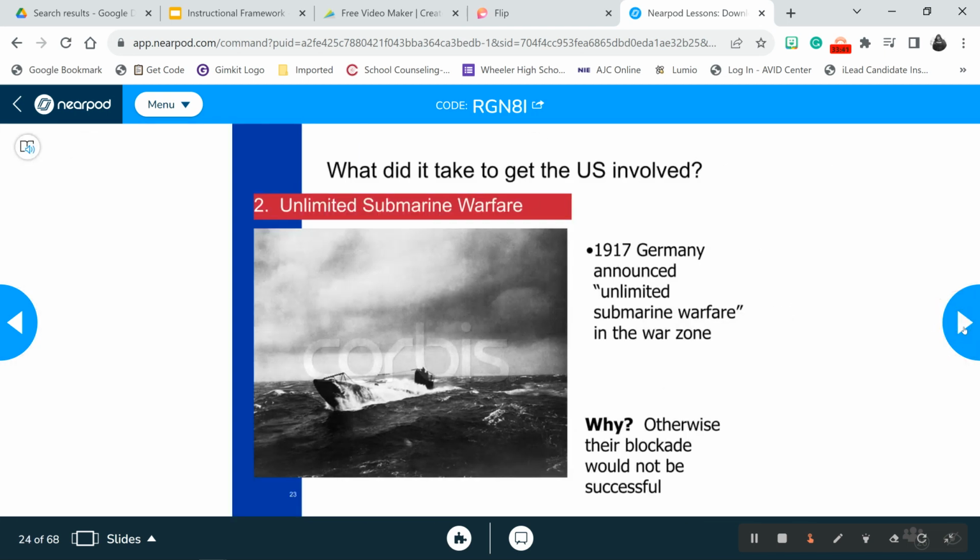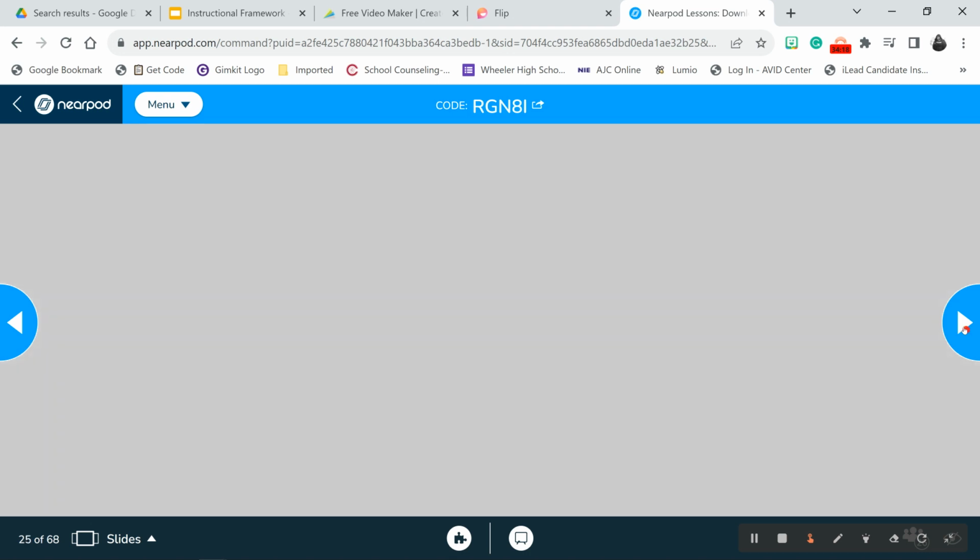The second was unlimited submarine warfare. Okay. Germany in 1917, again, 1917, that's when the United States entered. Germany in 1917 said, we're now going to do unlimited submarine warfare, meaning we're going to bomb everything. This is the second reason. We passed the Lusitania while we are upset. Now you got this unlimited submarine warfare, because the blockade was not being successful. They were still getting stuff in and out. So we got to just bomb everything.